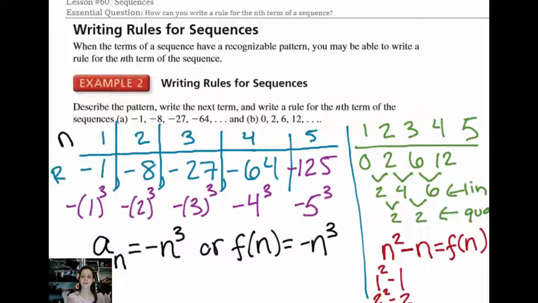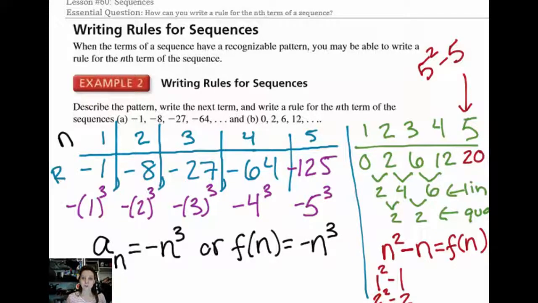Okay, so it's n squared minus n is my rule. Let me stress that for right now, this example 2 is all an exercise in recognizing patterns. Can you figure out how this is growing and find the next term. And I forgot to find this next term. For the fifth term, it would be 5 squared minus 5, which would be 25 minus 5 would be 20.